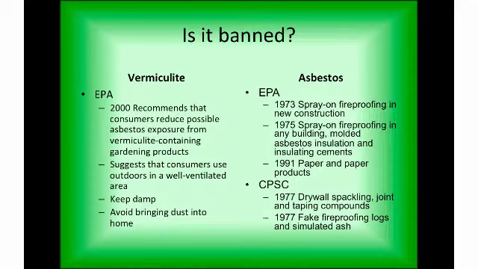Vermiculite is not banned, however. The EPA has some strong recommendations when dealing with this mineral. The key to staying safe is to limit the amount of dust produced when using this mineral. The EPA and the CPSC have banned asbestos in almost all forms in the U.S. This includes a ban on spray-on asbestos, paper products with asbestos, and fake fireproofing logs and simulated ash.